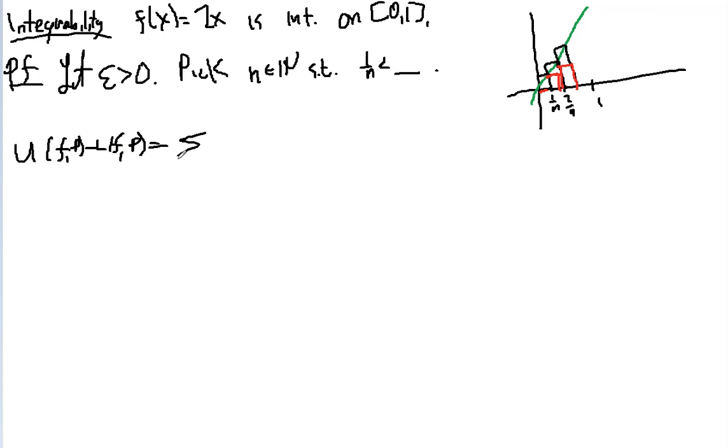And that's going to equal the sum from i equals 1 to n of x sub i minus x. Sorry, I did that wrong. I was zoning out there for a second. Mi minus mi, the supremum minus the infimum, times the length of the interval.